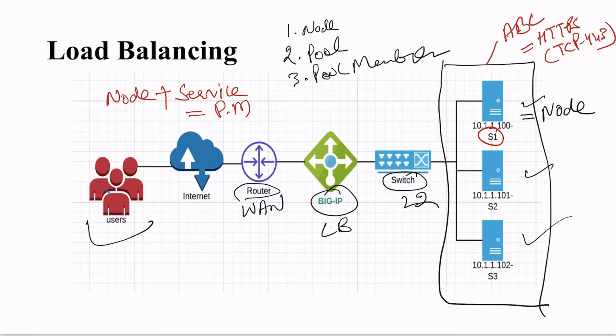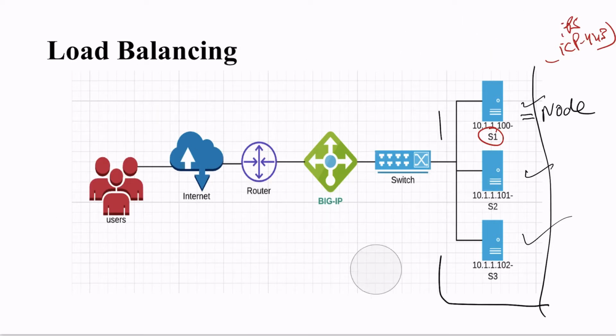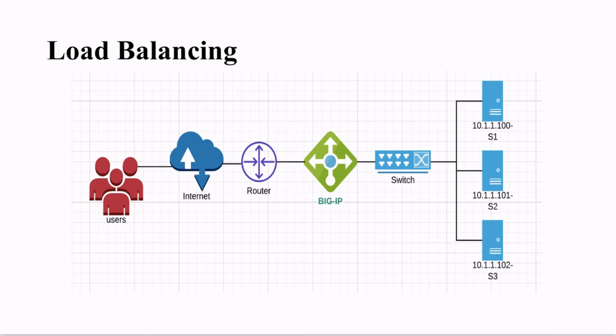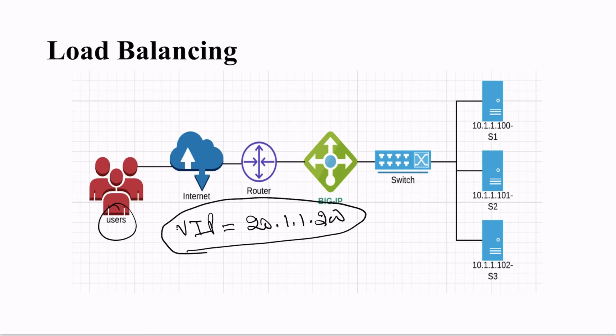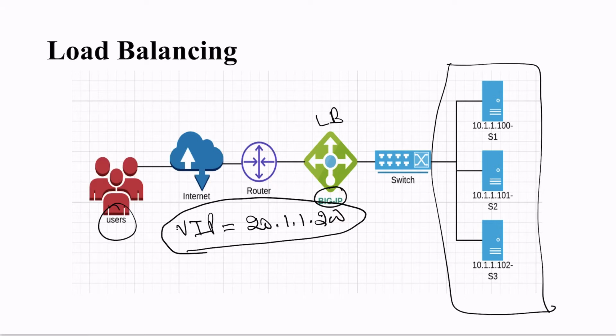Then fourth is VIP, virtual IP address. Let me explain this. Whenever a client accesses your environment, we will only provide a virtual IP address to the client or users. So let's say the virtual IP address is 20.1.1.200. This address will be configured in the load balancer, and in the load balancer there would be a pool of nodes which are being used for certain applications.